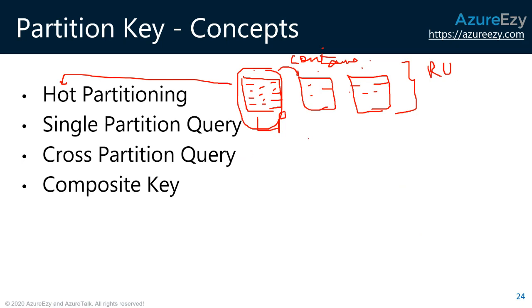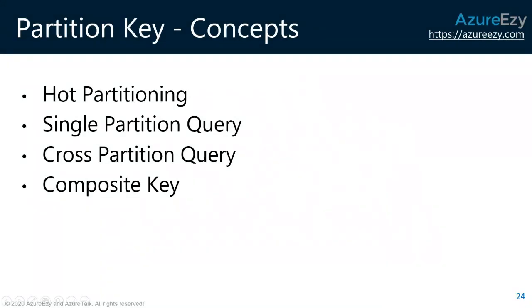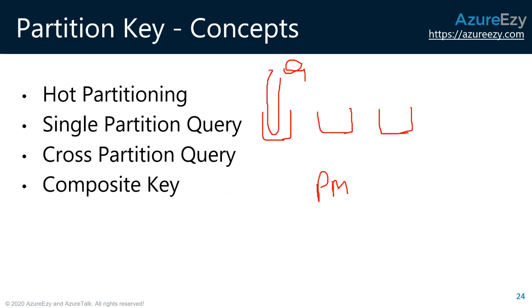So let's take the same example, these three logical partitions. Now we are talking about the single partition here. All right, we have these three logical partitions again. And we are running some query here. Now, at the back end, these are connected to the physical machines. We already understood in the previous structure of Cosmos. Now, if you are running a query and that query goes to this partition and gets you the data, that is a beautiful partitioning. That kind of partitioning you want.